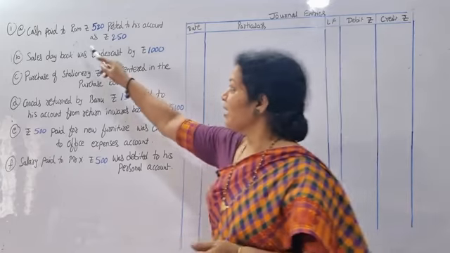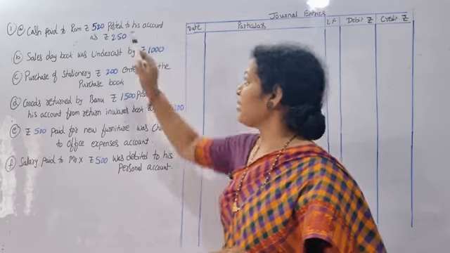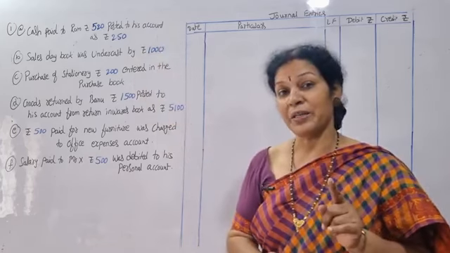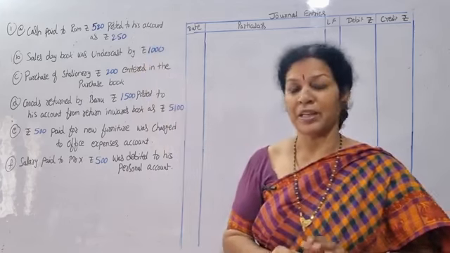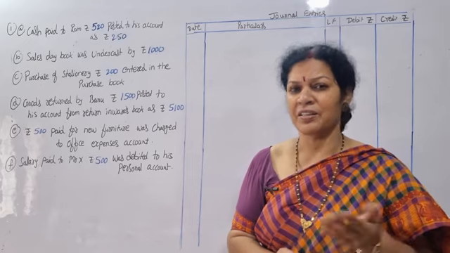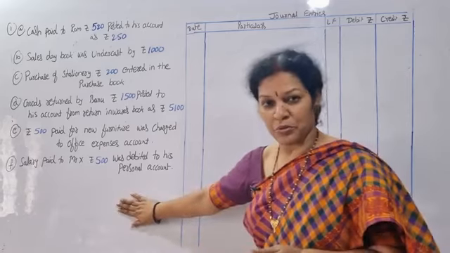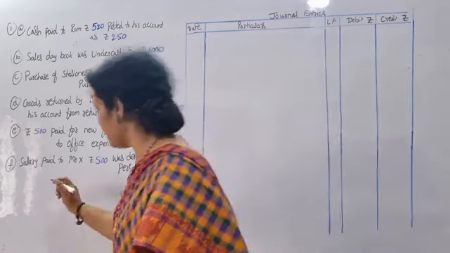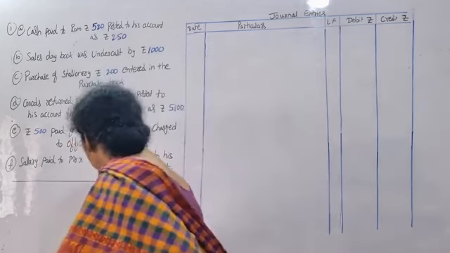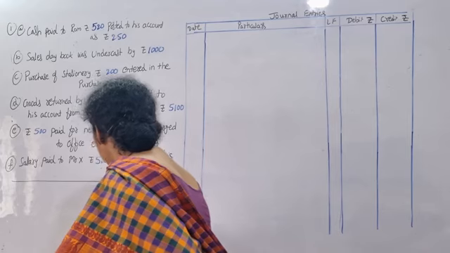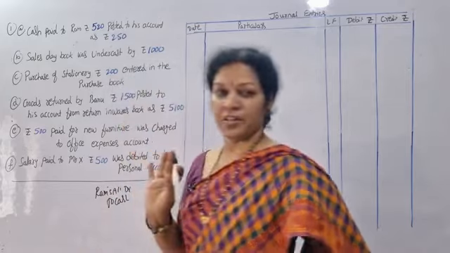Focus. First one is cash paid to Ram 520, posted to his account as 250. Cash paid to Ram means what is the journal entry? Ram is the receiver. Ram's account attached to cash account is the journal entry, right? So I'll show you here the journal entry. What do you write? Ram's account attached to cash account. This is the journal entry we'll write.